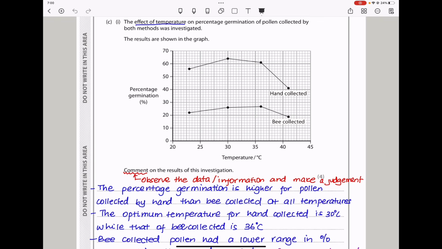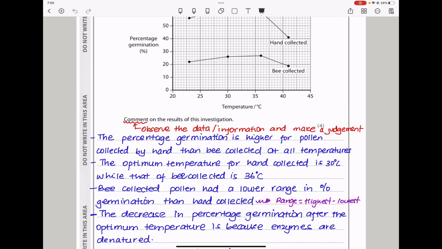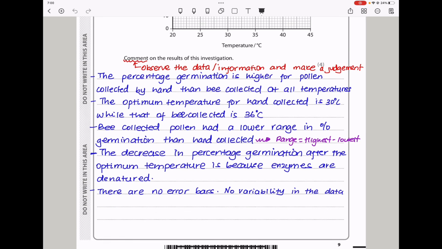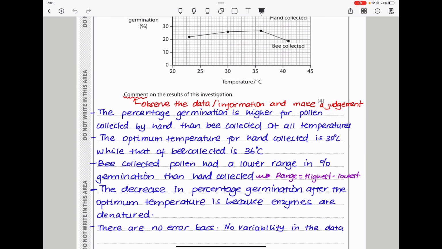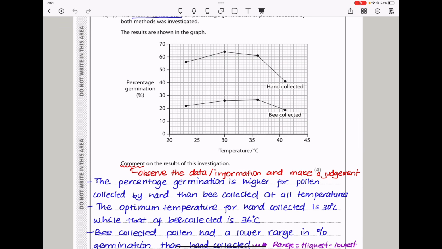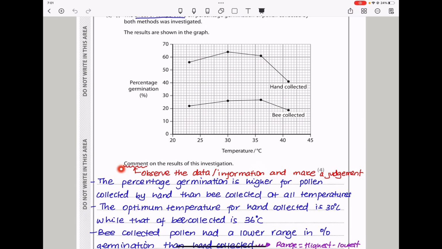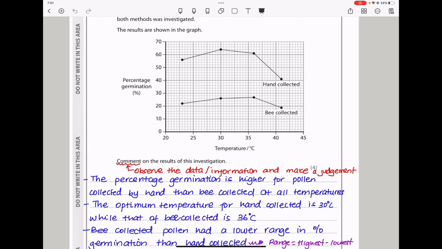The reason for the decrease in percentage germination after the optimum temperature is because the enzymes are being denatured. From my observation of the results, there is no error bars, and that means no variability in the dataset. Usually, for questions requiring you to comment, you should talk about error bars if they're not included, or if there is no evidence that the experiment was repeated.